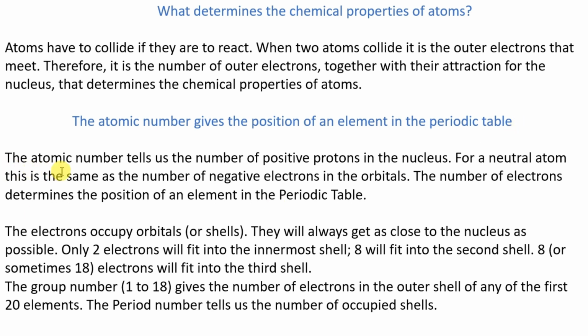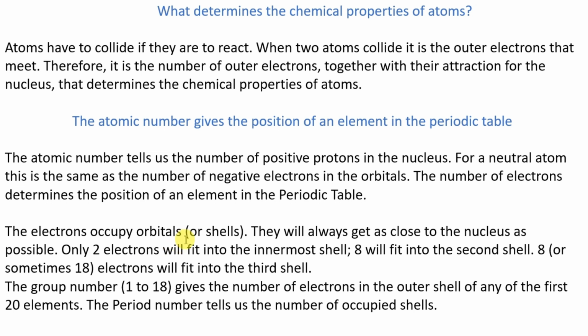The atomic number gives the position of an element in the periodic table. Reason: the atomic number tells us the number of positive protons in the nucleus. For a neutral atom, this is the same as the number of negative electrons in the orbitals. The number of electrons determines the position of an element in the periodic table.